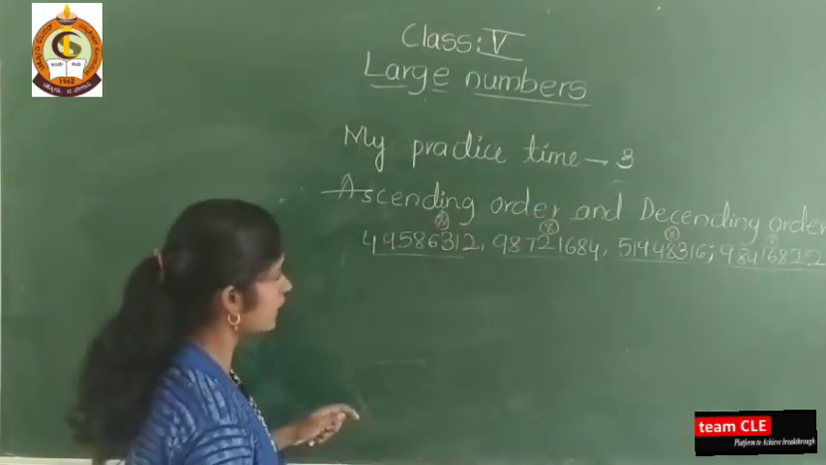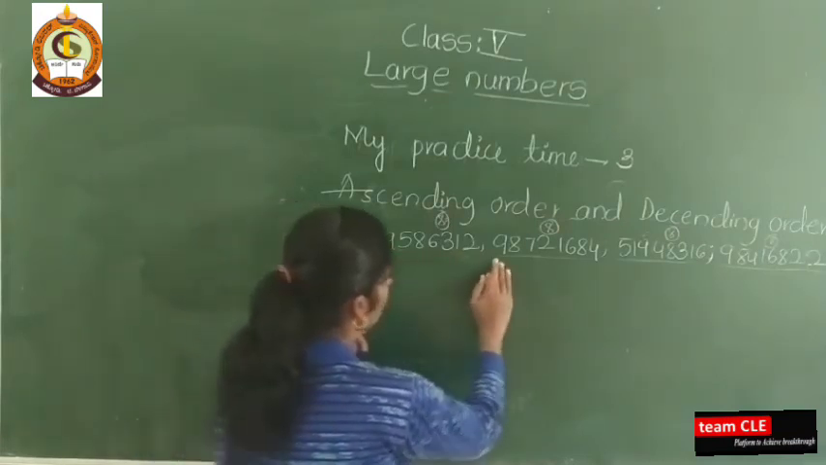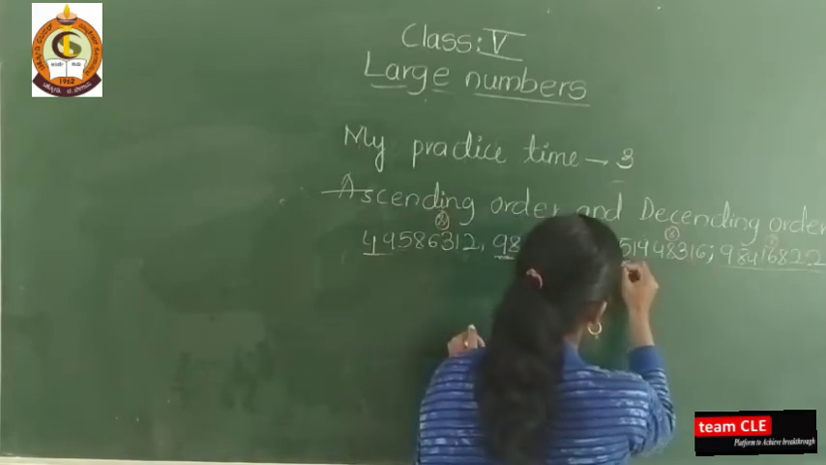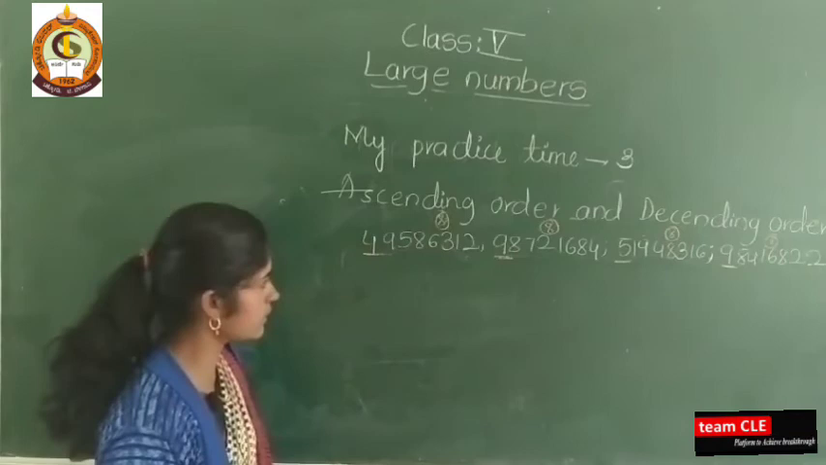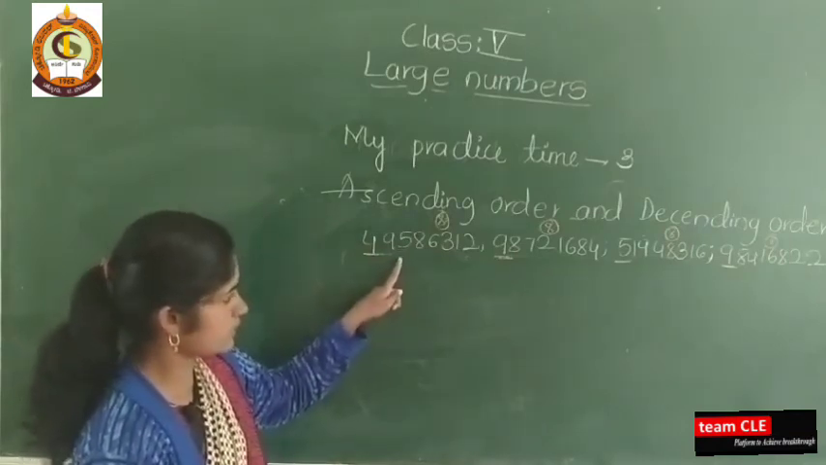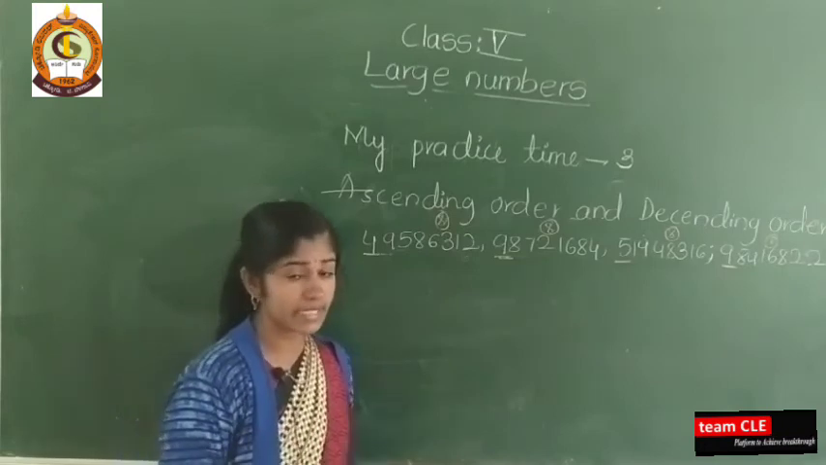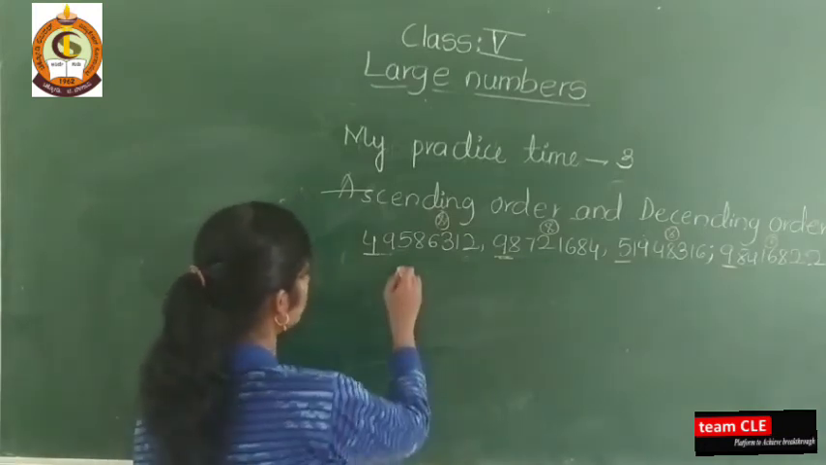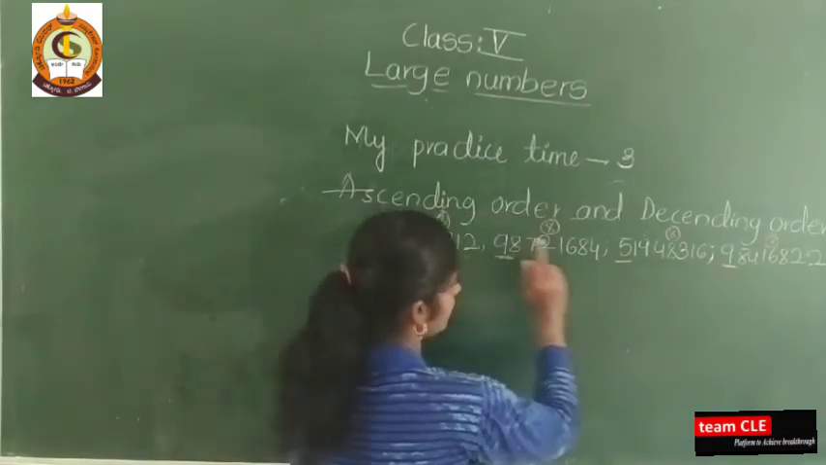Then you need to check the first digit. Here 4 is there, here 4 is there. Here 9 is there, here 5 is there, and again here 9 is there. Then tell me, among these which one is smallest? This. Okay, but here we are arranging the numbers in descending order, which means first you have to write the greatest number. So leave this, and see here 4 is there, leave it.